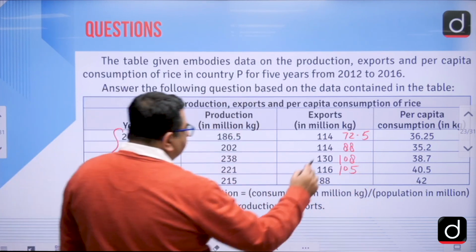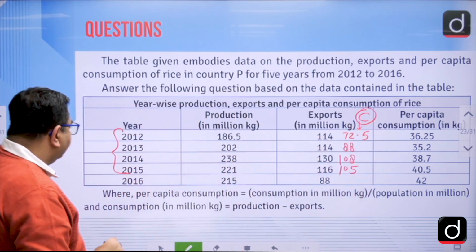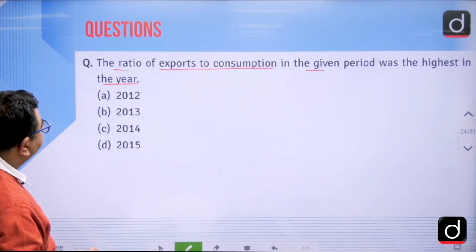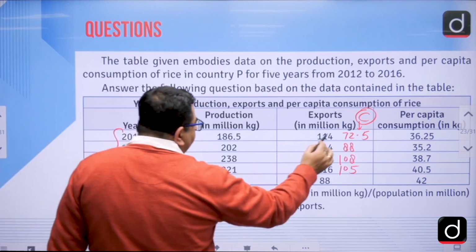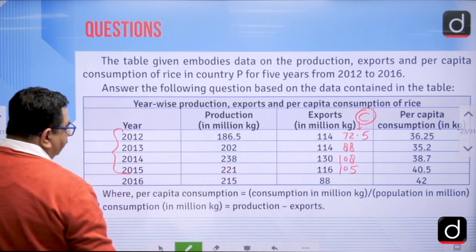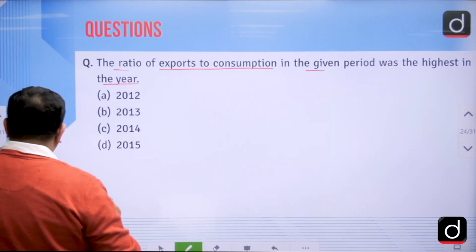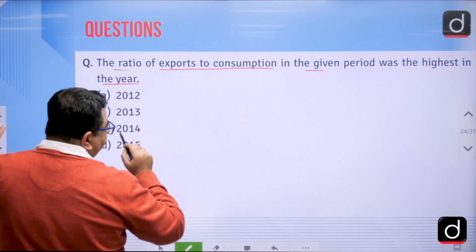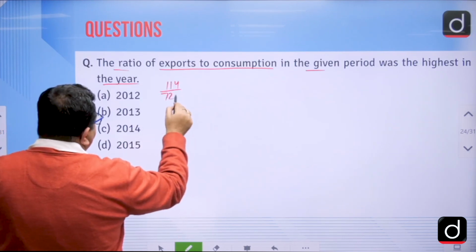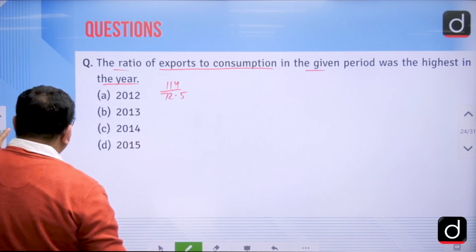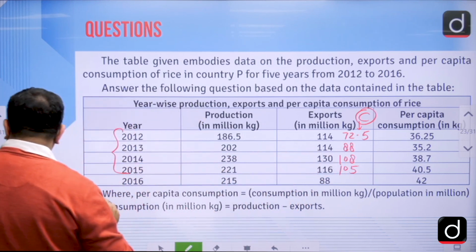Now these are consumptions, right? These all are consumptions in millions. Okay, now what fraction we have to find? Exports to consumption. So let us write all the things. Export to consumption, so here it is 114 divided by 72.5, right? Then for 2013, it is 114 by 88.